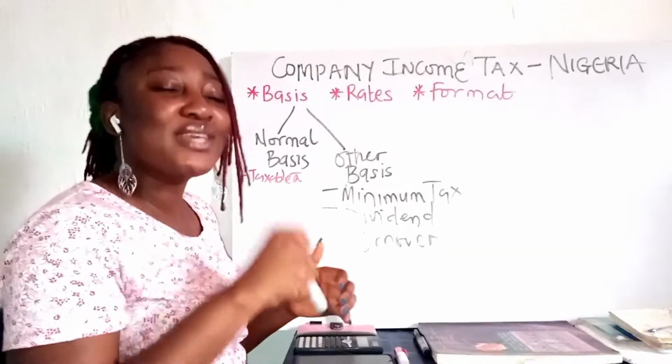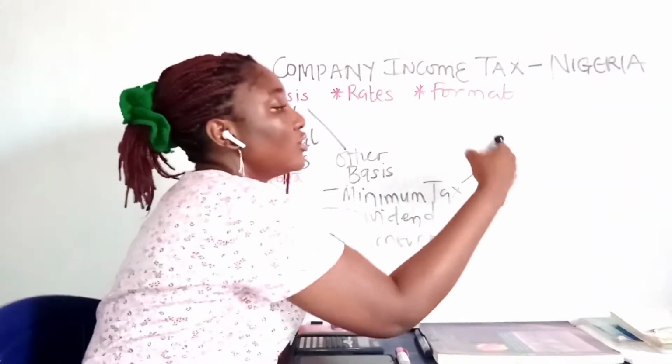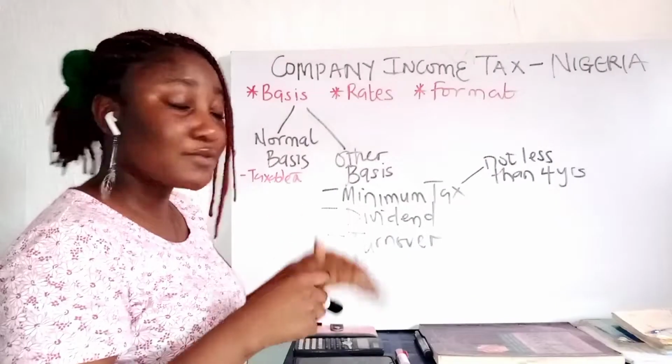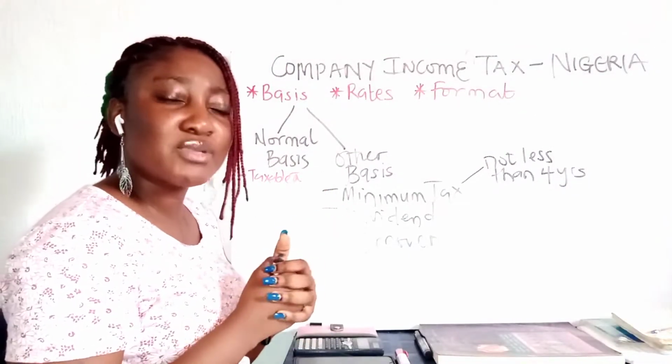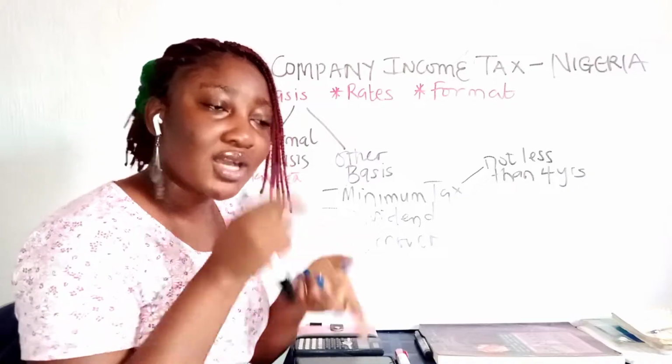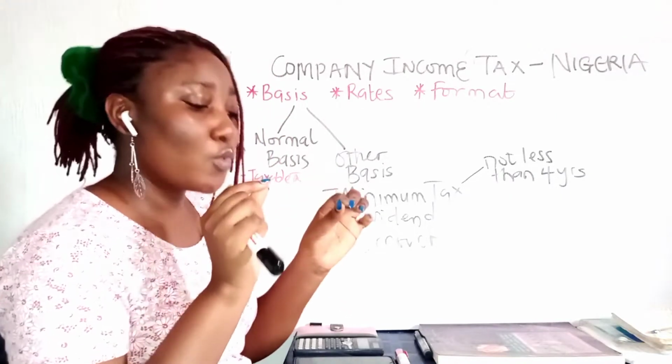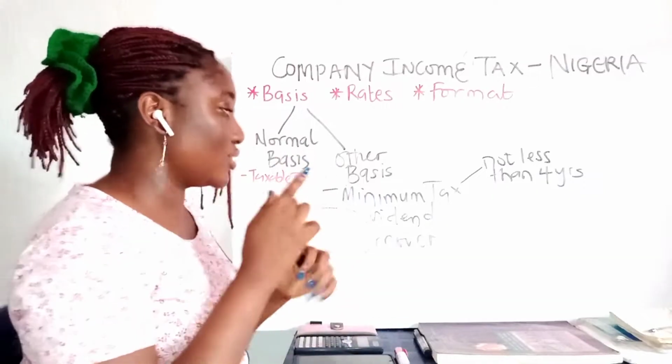The company must have been in business for not less than 4 years, right? The company must have been in business for not less than 4 years. So a company that has been in business for just 2 years, don't compute minimum tax. Those are the small pieces of information the examiner would put in the question. When we read this ICAN question, you will understand.